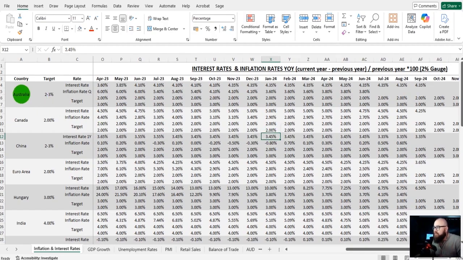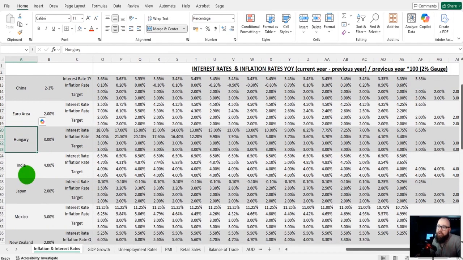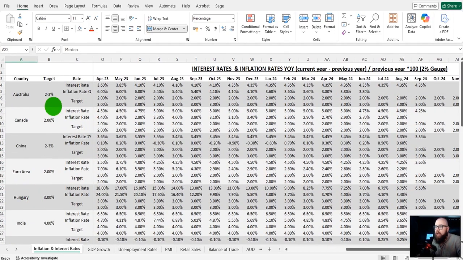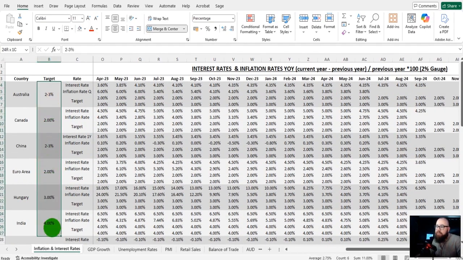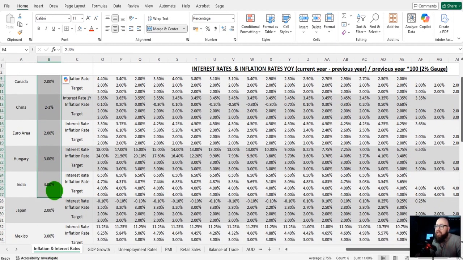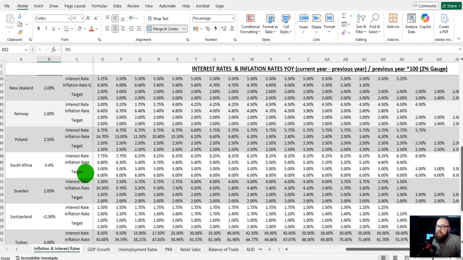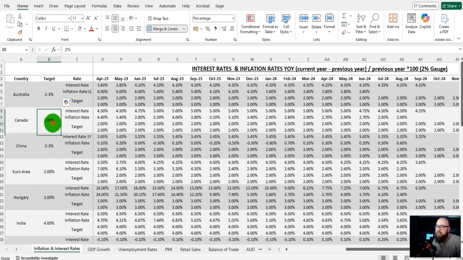The way this spreadsheet works is I have each country that I want to trade, the currency of these countries, down the left here. I have their target inflation, which is set by the central bank, which is usually around 2%. For some countries, it's sometimes a bit higher than that, but most of the time, especially for Western developed countries, it's about 2% inflation.